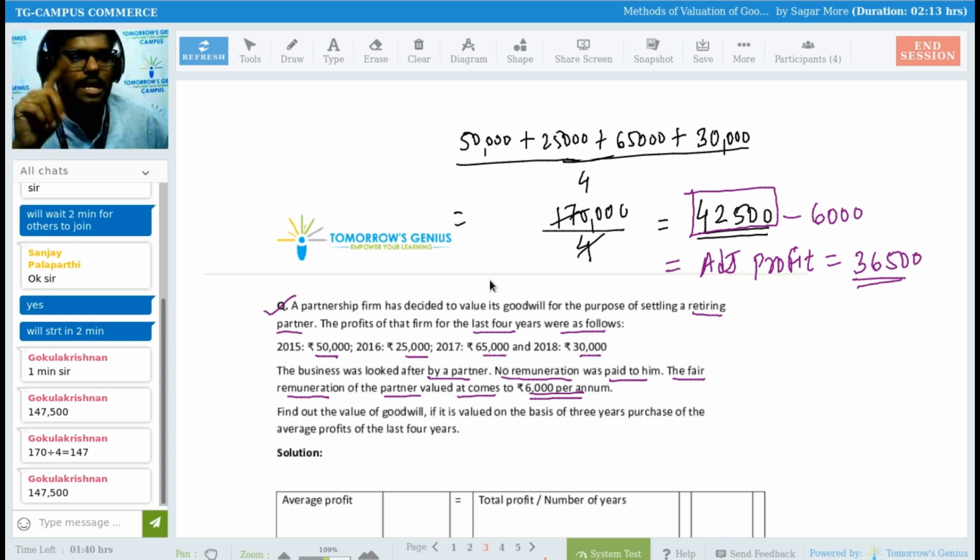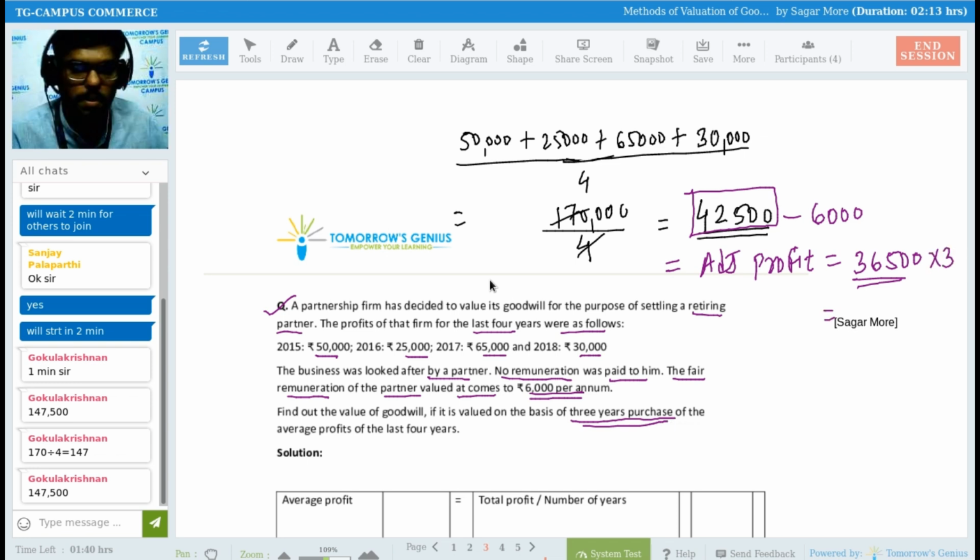Average adjusted profit 36,500. Multiply by the number of years of purchase. Is the number of years of purchase given in the question or not? 3 years purchase. Just check. Yes, absolutely correct. So 36,500 multiplied by 3. So what will be the answer?